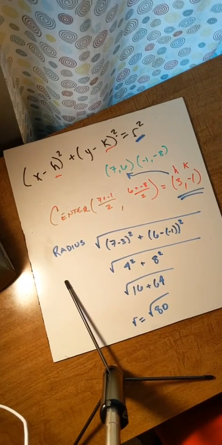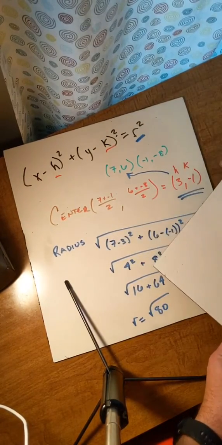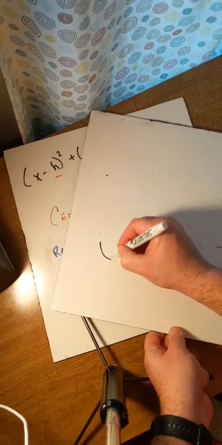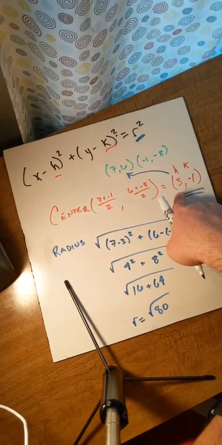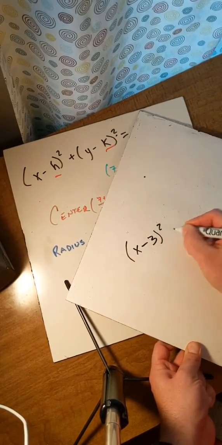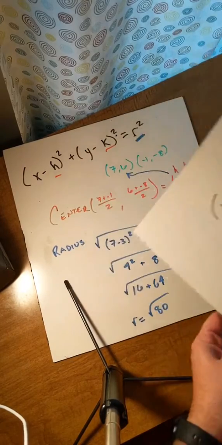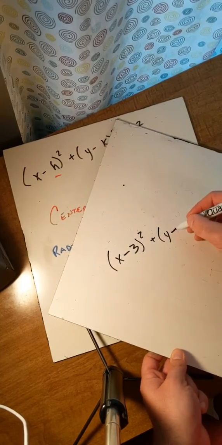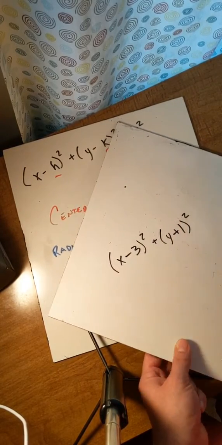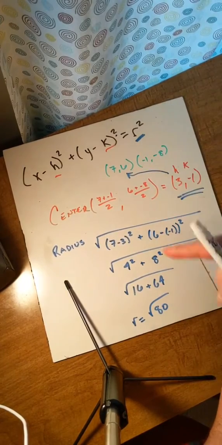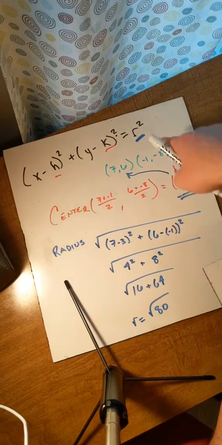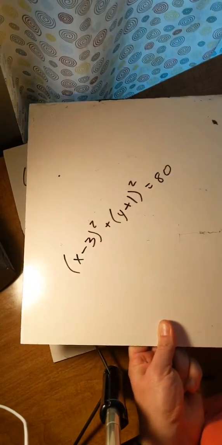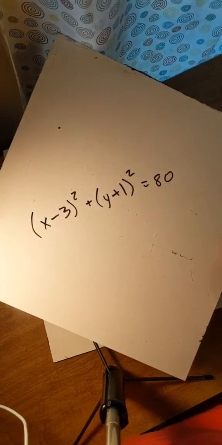So for our final answer, the first thing we're going to do is replace our h and k. So it's going to be x minus h, which is 3, squared, plus y minus negative 1. On Canvas, you're going to have to type in minus negative 1, but if this was on paper, we'd put plus 1, squared. And then equals r squared. Well, r is radical 80. If we square it, it cancels out the square root. So we just say equals 80. So there's the first answer in the notes.